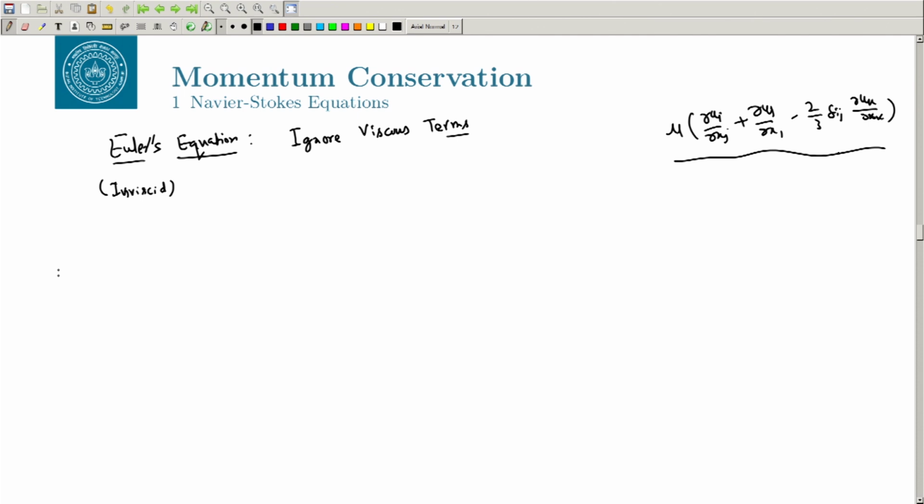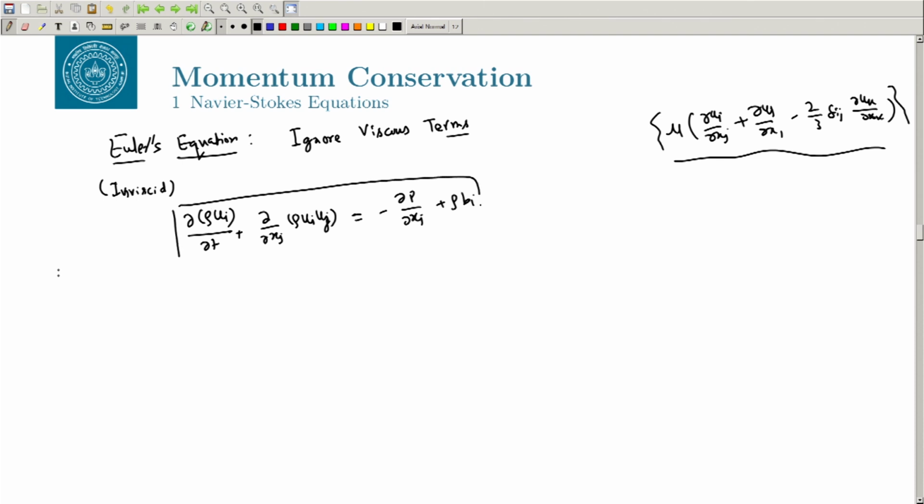In terms of computational cost also it is more expensive, right, because you have to determine the viscous term every time. So, in those cases you can use the Euler's equation, which is nothing but your momentum equation without the viscous term. This is basically ∂/∂xj (ρ ui uj) is equal to the body force, if you have some, or just −∂p/∂xi. So, this is your Euler equation.